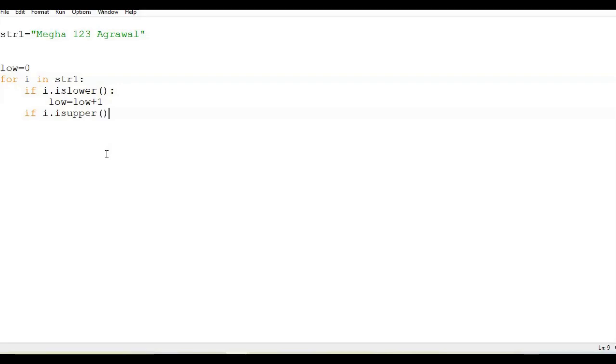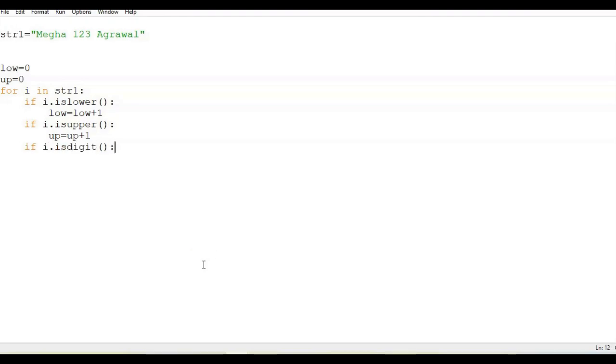Right, this is done. Now you will do the same thing for i.isupper. So this will help you to check the number of uppercase. So UP is equal to UP plus 1. Right, the same thing you can do. UP also you declare it, so UP is 0. Now the third one is we have to check for digit. So if i.isdigit, in case of digit, I am just increasing the value of dig. So dig is equal to dig plus 1. Okay. Now dig also you declare it here.